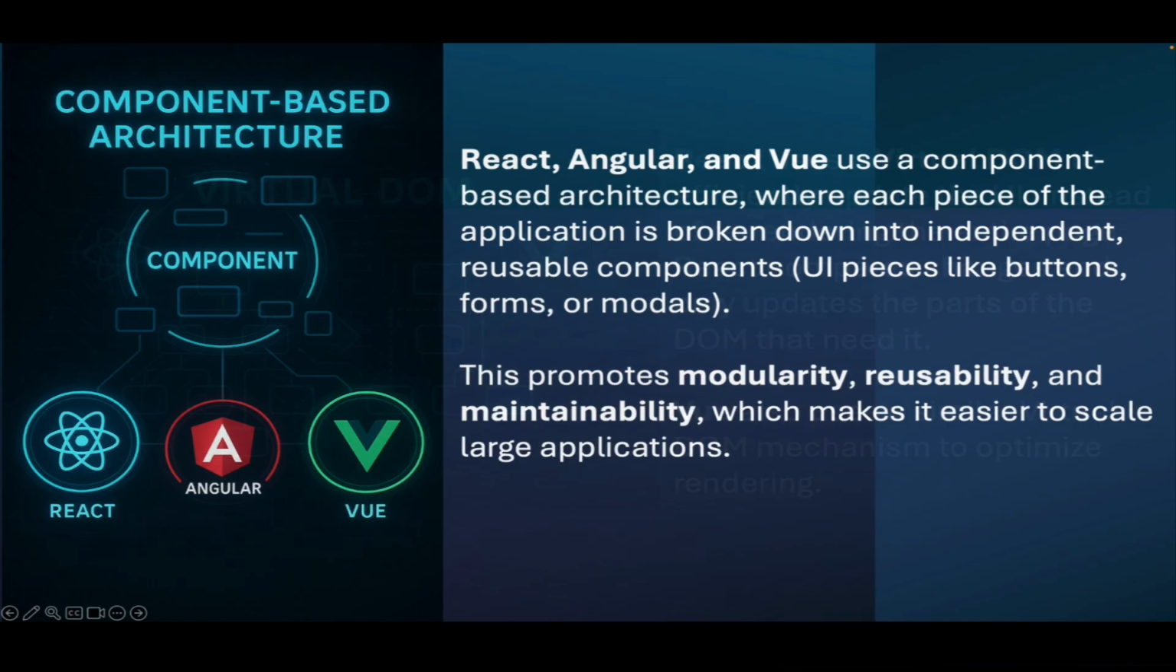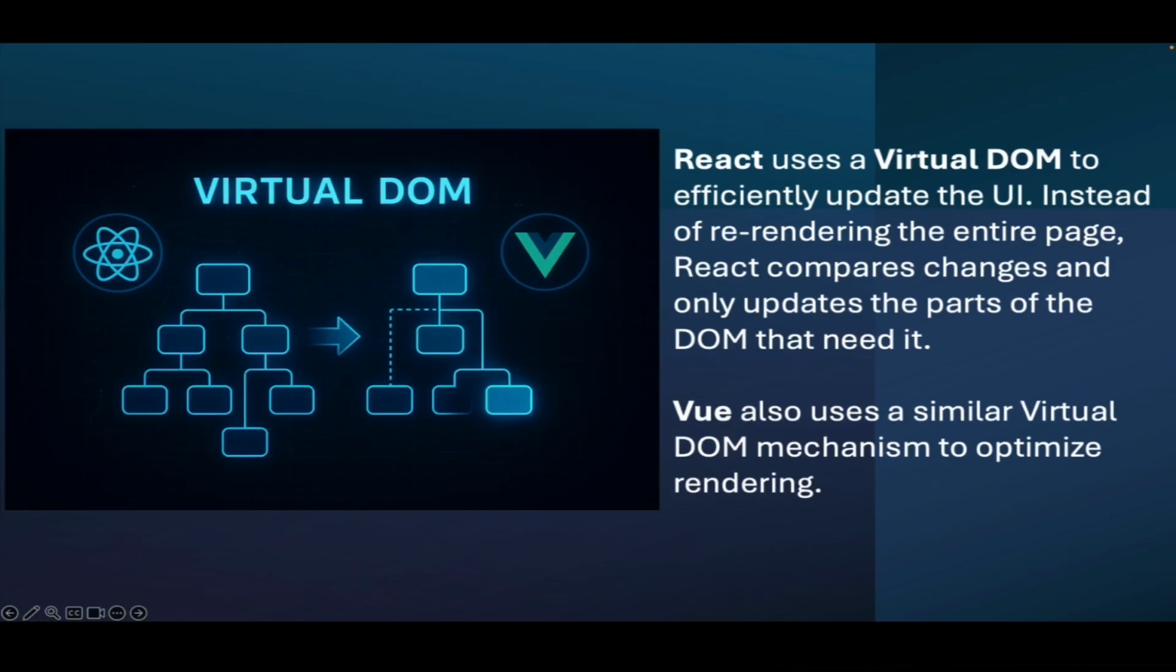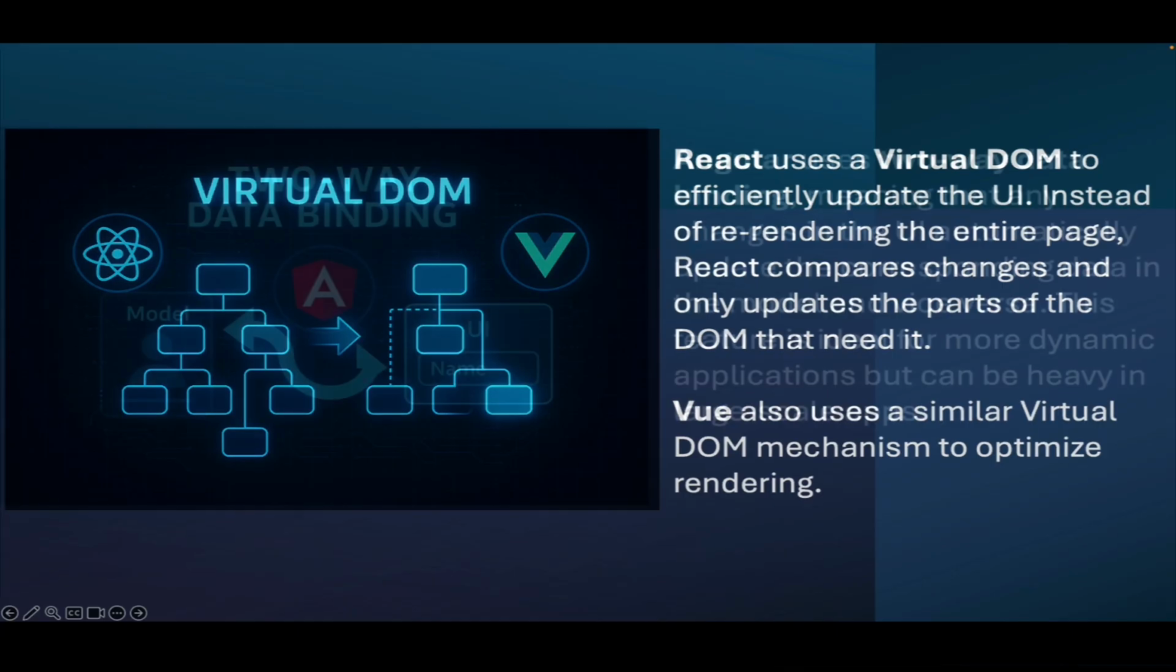Now, if we go straight into some of these traits or specific things that these frameworks have in common, we have to touch on the Virtual DOM, which is something that React and Vue share. The Virtual DOM is used to efficiently update the UI. Instead of re-rendering the entire page, React compares changes and only updates the parts of the DOM that need it. And Vue also uses a similar mechanism.